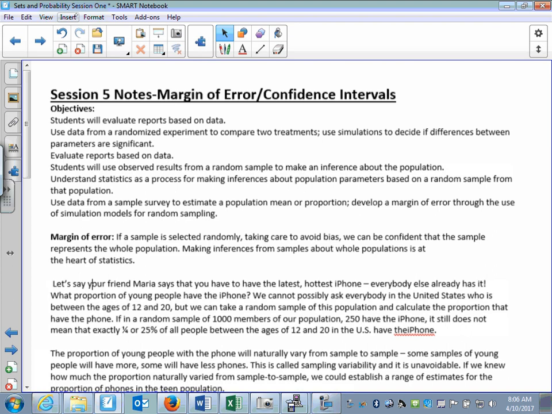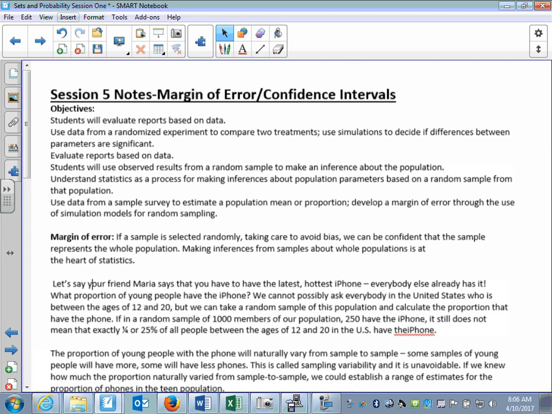This is a video about margin of error and confidence intervals. Now, as you have seen as we've moved through this, we're moving towards the idea of inferential statistics. Inferential statistics is the area of statistics where we take samples, we study the characteristics of the sample, and we infer characteristics of a larger population from the sample.